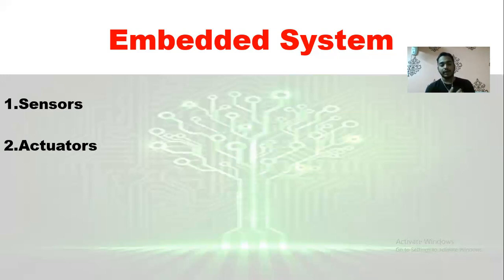The second point is actuators. So what is the basic definition of an actuator? Basically, an actuator is a device which will provide motion to your system, to your component, to your device. The use of an actuator is to provide motion to your system. There are many types of actuators, like hydraulic actuators, pneumatic actuators, and electric actuators.